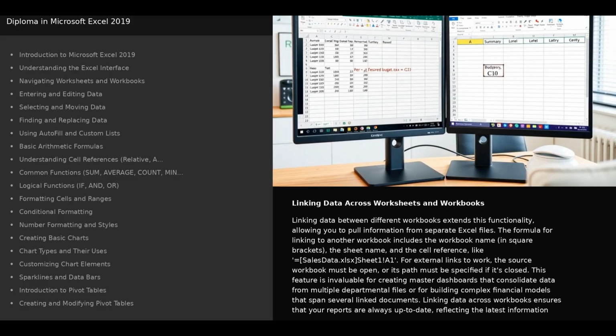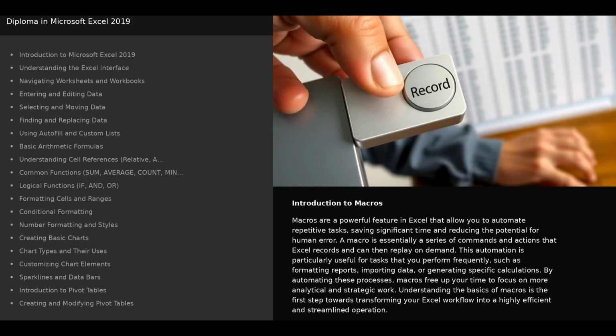Introduction to macros. Macros are a powerful feature in Excel that allow you to automate repetitive tasks, saving significant time and reducing the potential for human error. A macro is essentially a series of commands and actions that Excel records and can then replay on demand. This automation is particularly useful for tasks that you perform frequently, such as formatting reports, importing data, or generating specific calculations. By automating these processes, macros free up your time to focus on more analytical and strategic work.